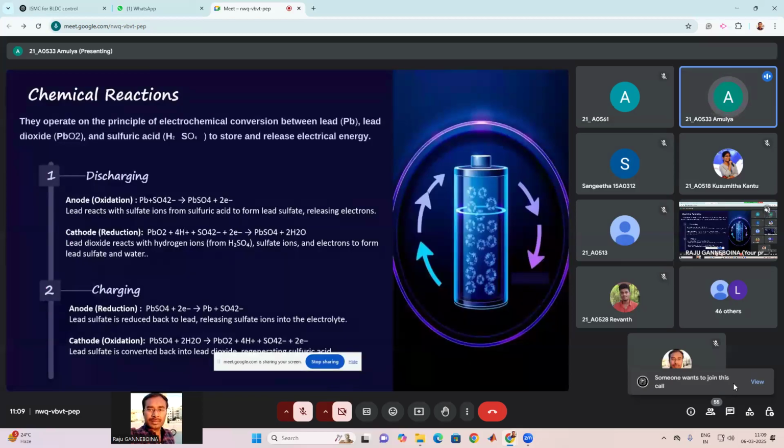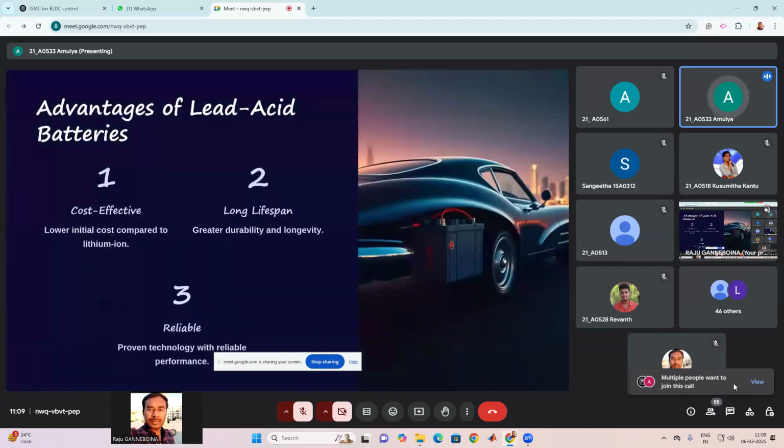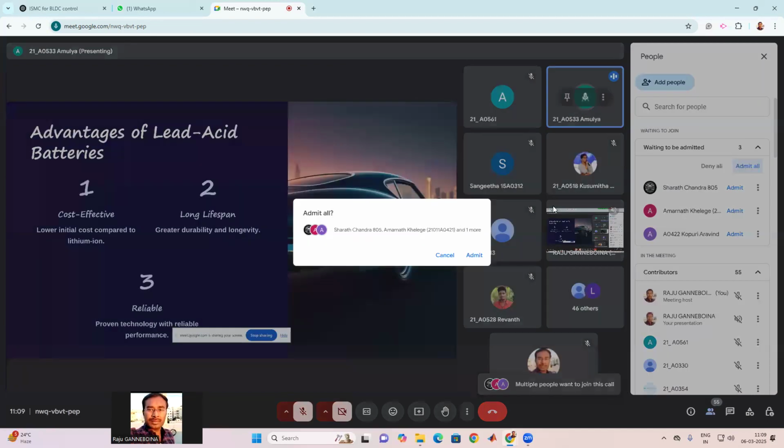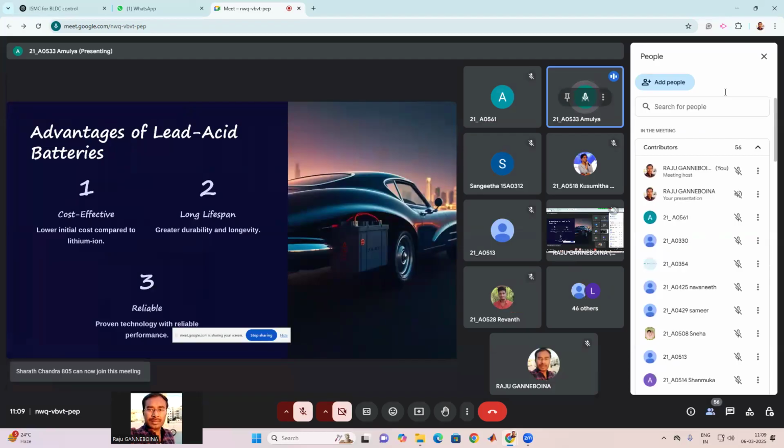In charging, at the anode the reduction happens: the lead sulfate is broken down into lead and sulfate ions. At the cathode, oxidation happens, where the lead sulfate reacts with water to form lead oxide and sulfate, also releasing electrons. These are the possible reactions during the discharging and charging processes in lead acid batteries. The advantages of lead acid batteries are that they are cost effective, as already mentioned, a little lower in cost compared to lithium ion batteries. They have a longer lifespan, so they can be used for a very long time, and they are very reliable, with good performance.